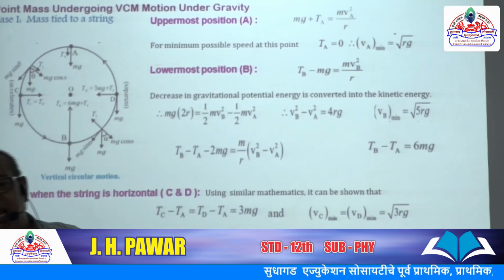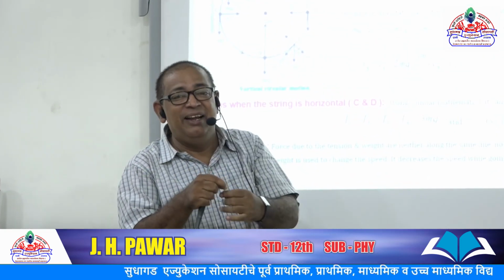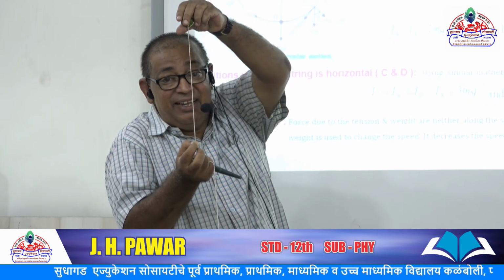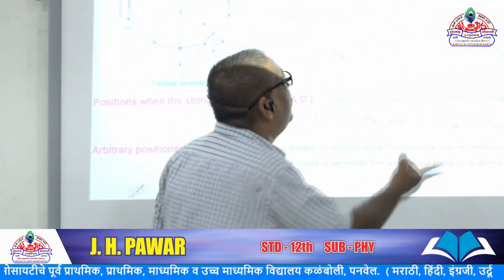Actually, in fact, it is never zero. When it becomes zero, then the string becomes slack, meaning the string is not straight. That's why some tension should be there. But we say that it is almost zero for convenience.